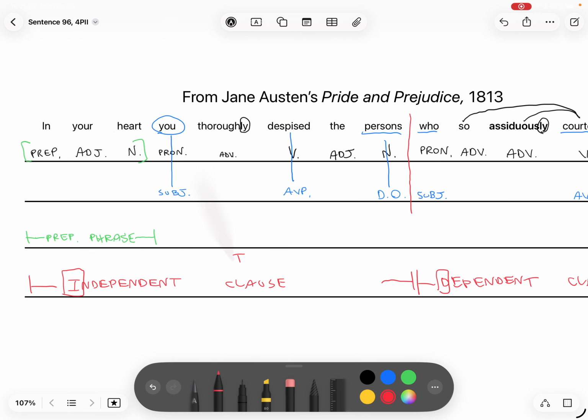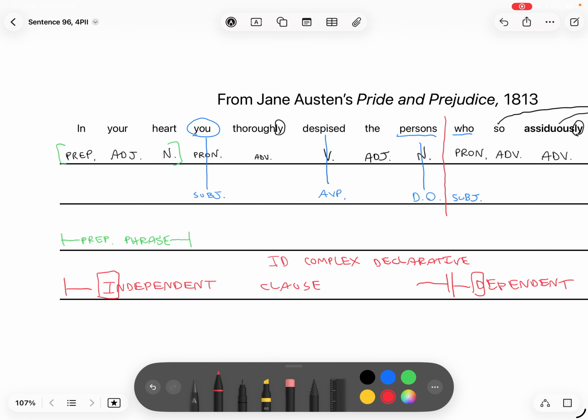complex sentence. And we call it complex because we have different types of clauses. We have an independent and a dependent. If this were an independent and an independent, we would have a compound sentence. So complex when the clause types are different, and compound when they're the same. Okay, this is a declarative sentence. It's simply stating a fact. Okay, so this here is an ID complex declarative sentence.